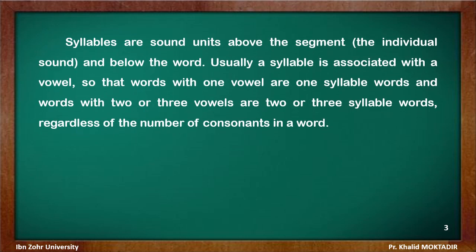Now, let us look at what we mean by syllable first. Syllables are sound units above the segment, that is the sound, and below the word. Usually, a syllable is associated with a vowel, so that words with one vowel are one-syllable words, and words with two or three vowels are two or three-syllable words, regardless of the number of consonants in a word. Here are some examples to justify this.